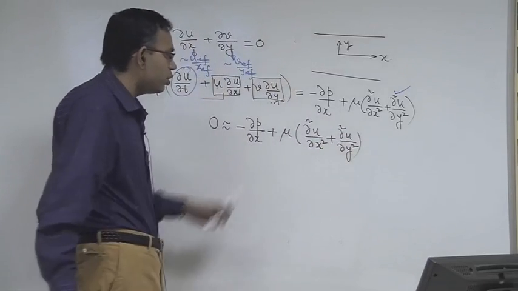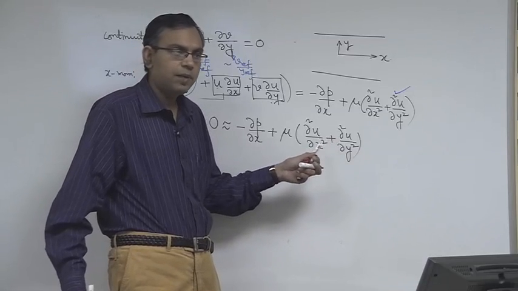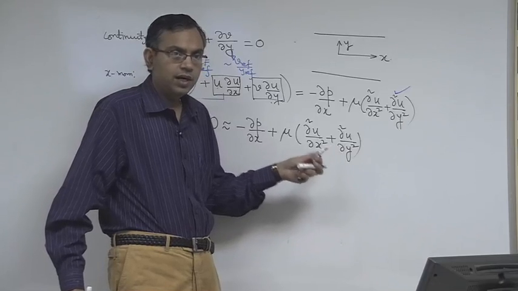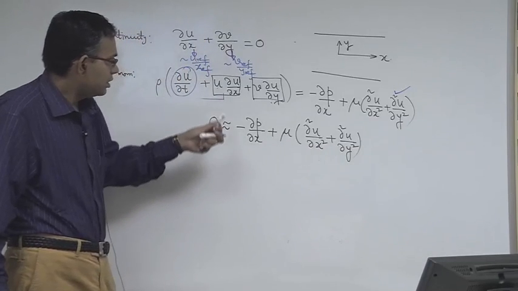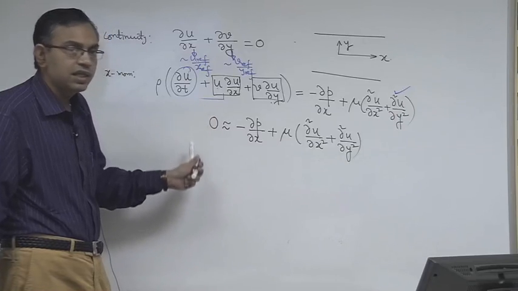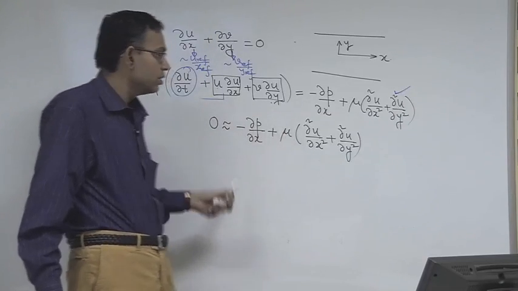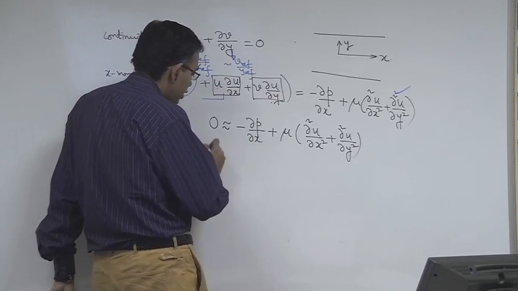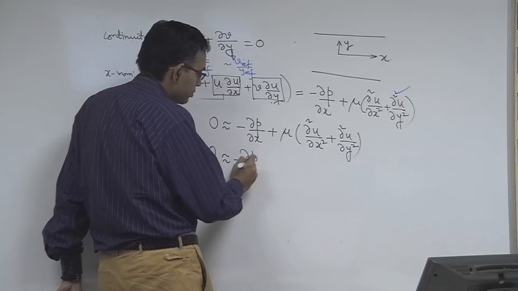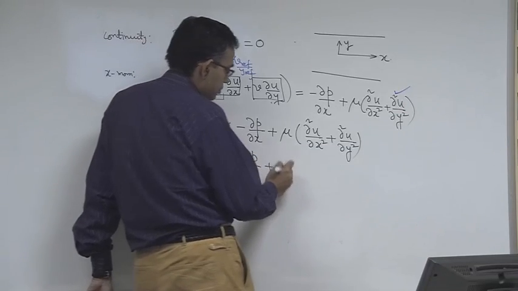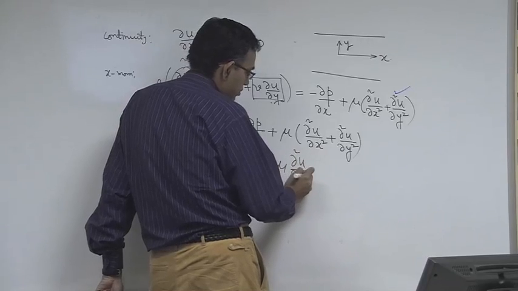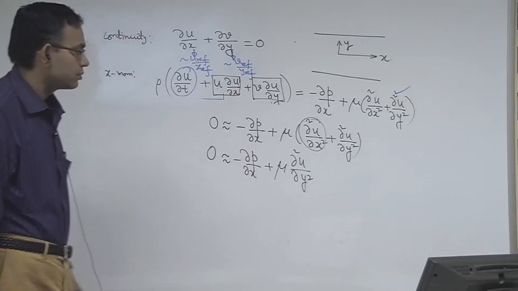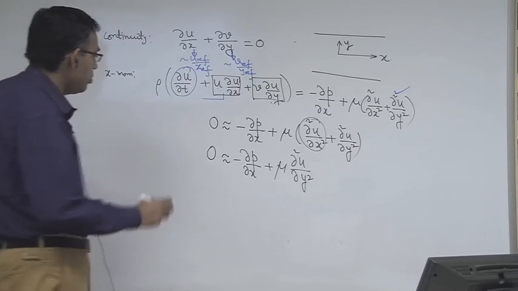I have purposefully retained both of the viscous terms, because it might so happen that they are equally strong, but still the left hand side can be omitted if the inertial force is negligible as compared to the viscous force. So, for the example that we have talked, the special form of the Stokes equation boils down to the following, because this term is negligible for that example. What about the y momentum equation?